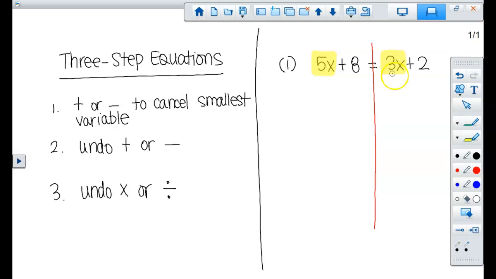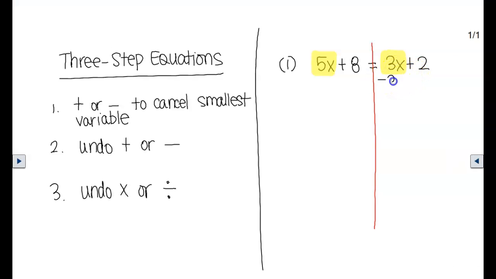So I'm going to cancel positive 3x by adding or subtracting. Well, since this is positive 3x, I would need to do the opposite and do minus 3x to cancel him out. If I do it to one side, I do it to the other. So step 1 is going to require me to do minus 3x on each side. My plus 3x and my minus 3x cancel each other out. So that's what that first step was designed to do. Identify your smallest variable, add or subtract to make him cancel out.